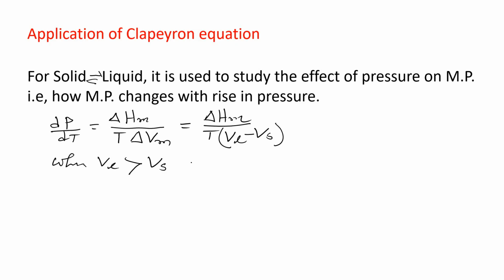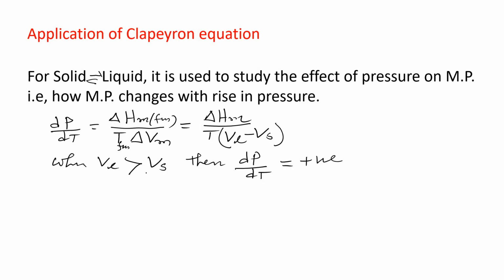This part will be positive, which means dP by dt will be positive. dP by dt positive means if you increase the temperature, that is plus dT, then plus dP. If you increase the pressure, that is plus dP, then the temperature also will increase. What is this temperature? This is the melting point, or here I write fusion temperature. This is also delta H fusion. So if you increase the pressure, then this temperature, that means the melting point, will increase.